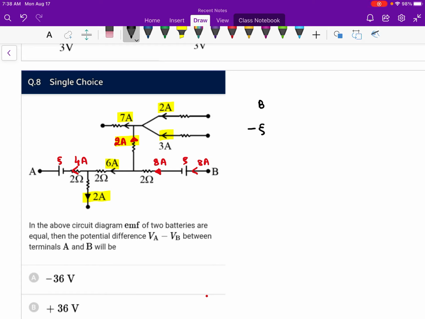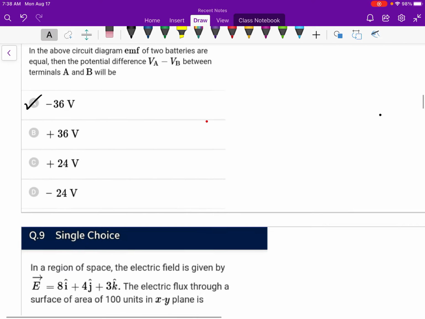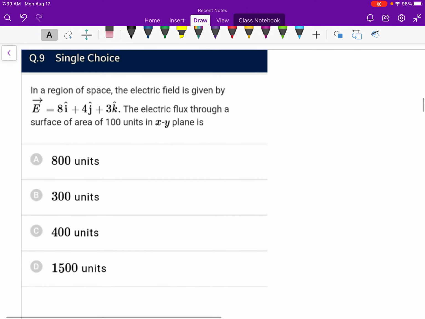So now let's write the loop law from B to A. So B to A, minus E, minus IR, minus IR, minus IR, plus E is equal to VA minus VB. So the E's cancel, and this is 8 twos are 16 plus 12 is 28 plus 8 is 36. So VAB is minus 36 volt. So A is the correct option.